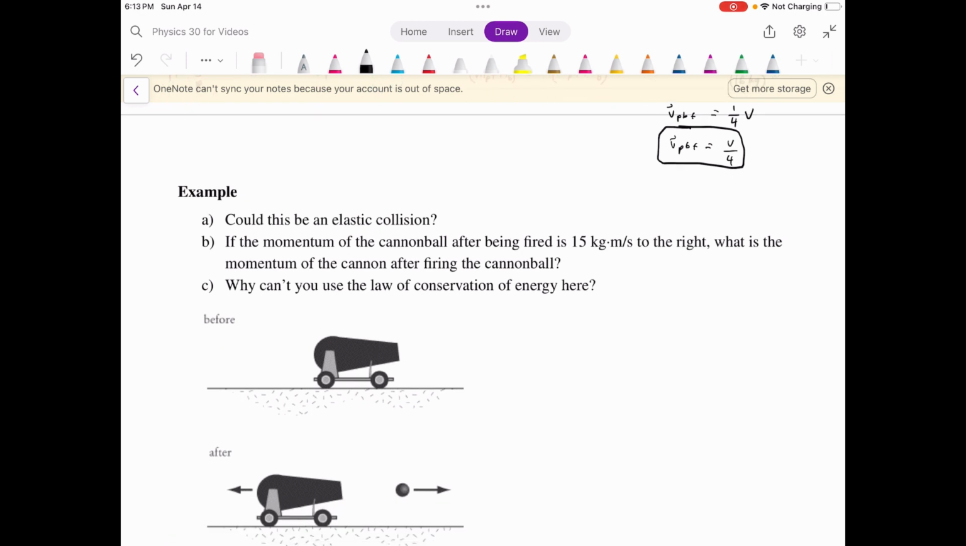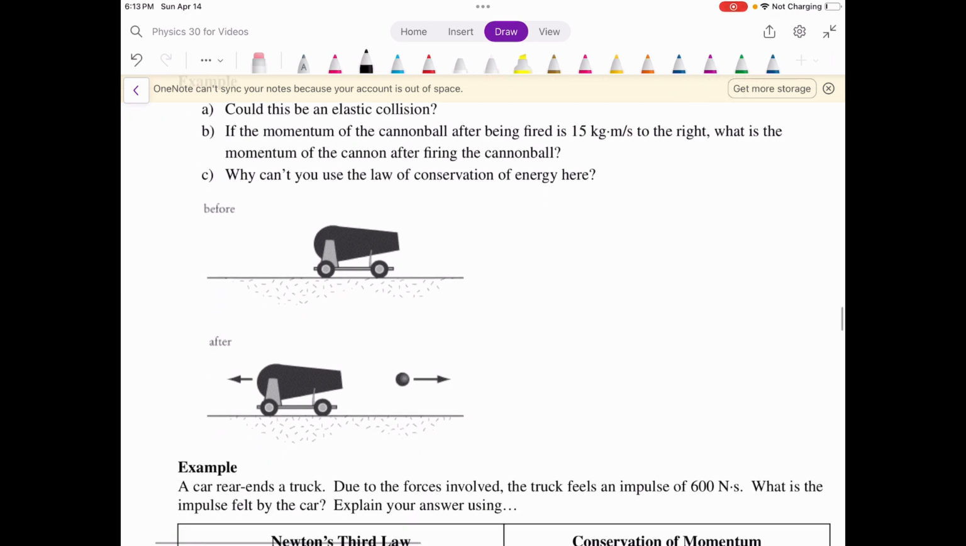So part A just asks us, without even calculating anything, could this be an elastic collision, right? So what's the situation we're looking at? We've got a cannon with the cannonball in there somewhere, and then after, we've fired the cannonball, right? And so the cannon is recoiling backwards. This is where recoil comes from. It's actually a consequence of the law of conservation of momentum, right?